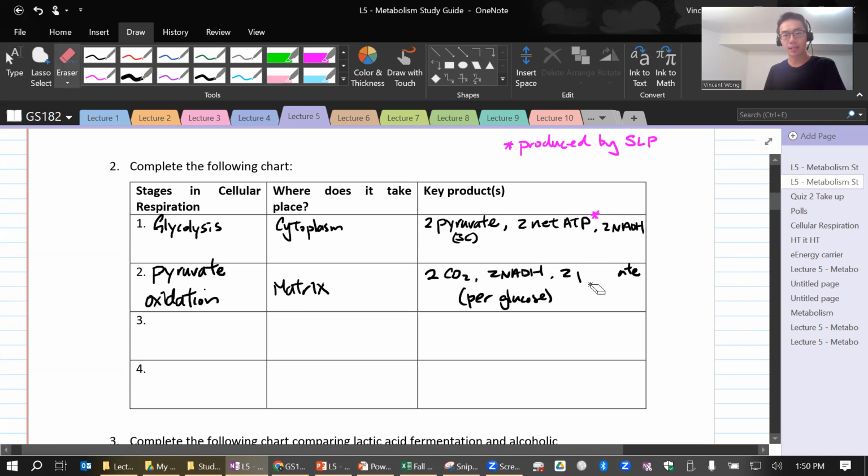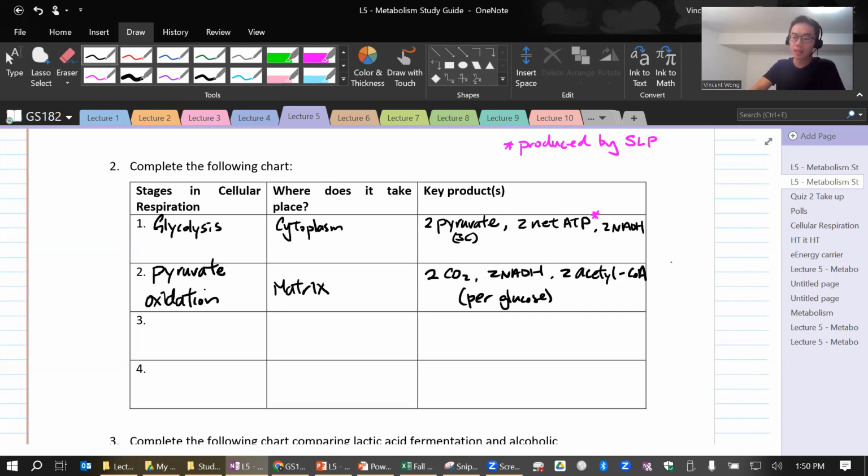And oh, sorry, this is a wrong thing here. Then 2 acetyl-CoA. Okay. That's all. We are almost there. Just gonna do one more stage, and then we'll call it a day.